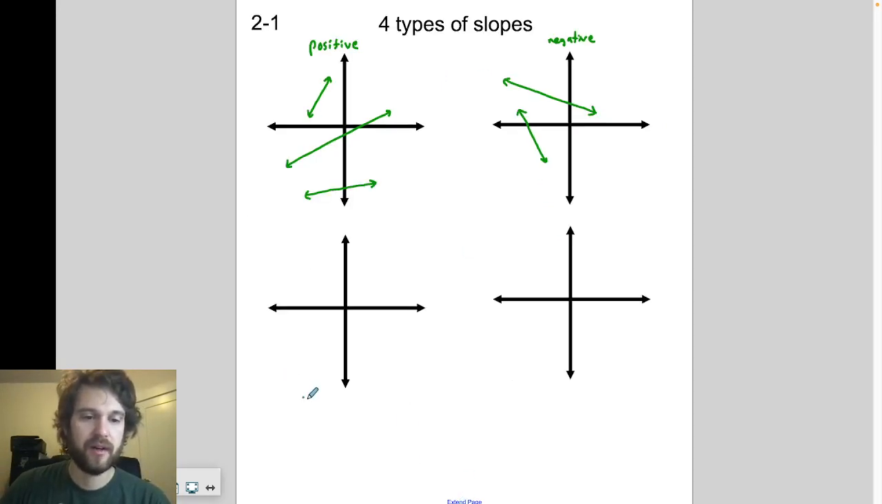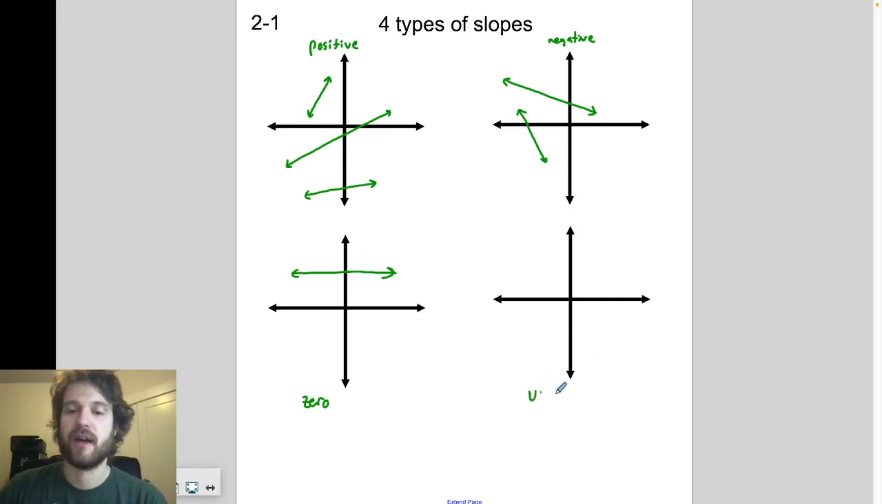All right, down here, zero slope. Zero slope is the third category, and it is when you have a completely flat line like this. Horizontal lines like this typically have their equation like y equals 4 or y equals -2 or something along those lines. So this is zero slope.